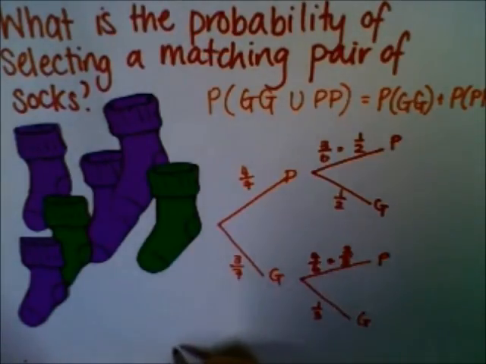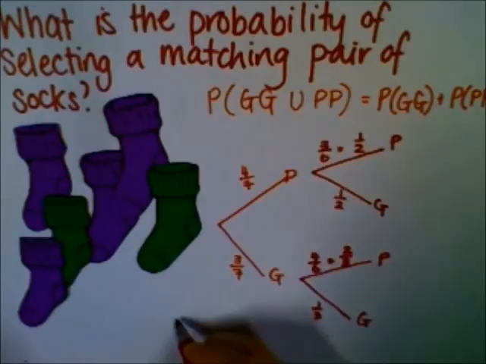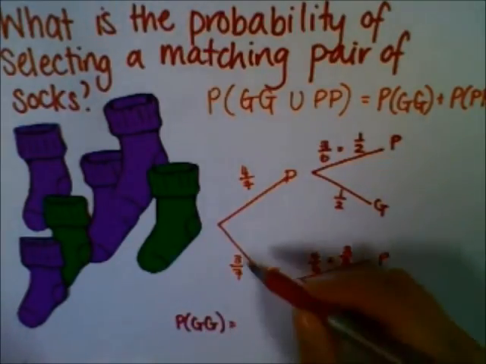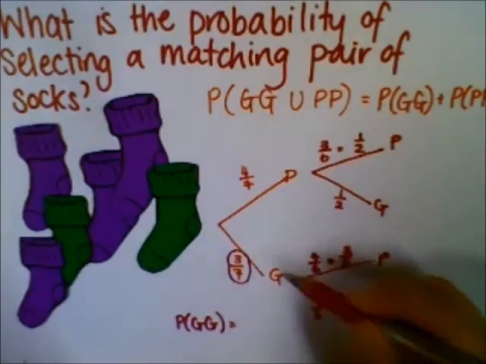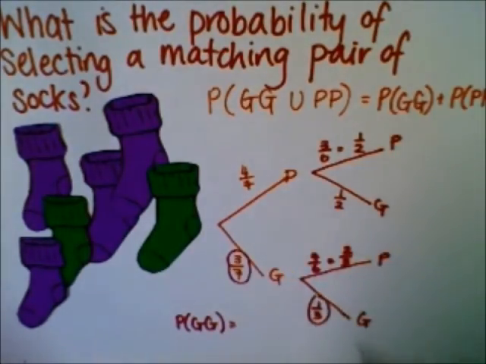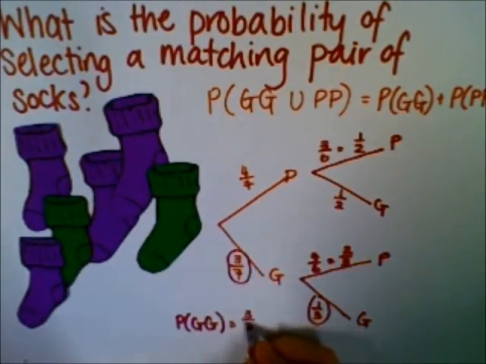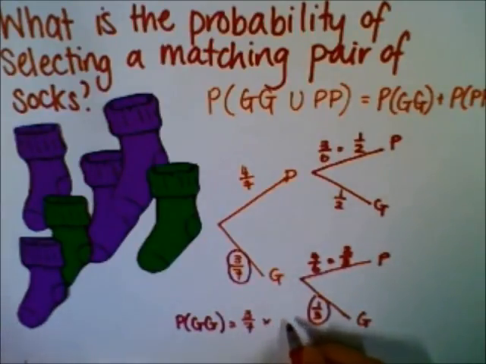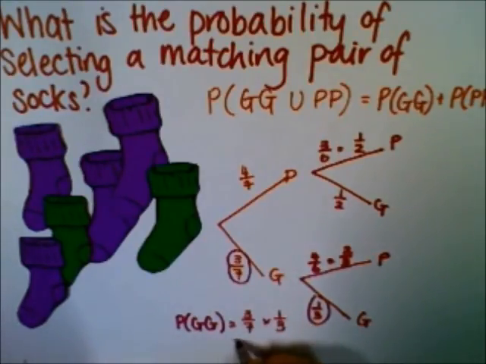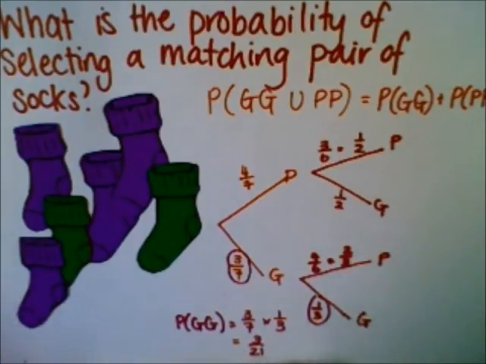Okay, so now what I'm interested in is, first of all, what's the probability of getting 2 greens? So I'll just write that down here. The probability of getting 2 greens is going to be the probability of 1 green times the probability of another green. So 3/7 times 1/3, which is a probability of 3 over 21, or 1/7.